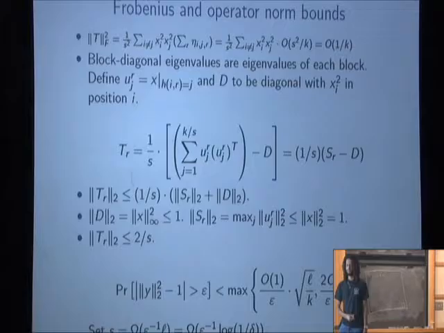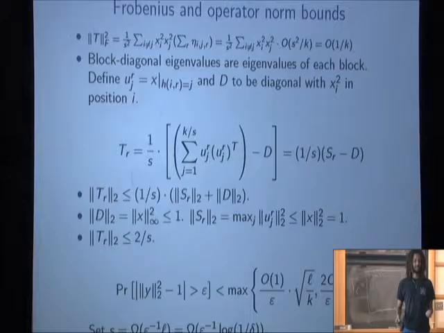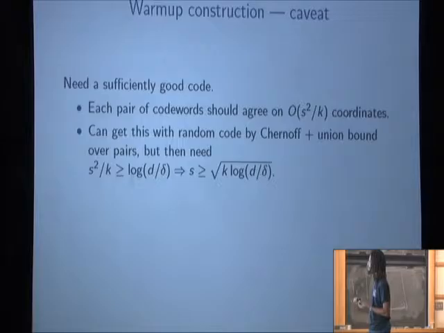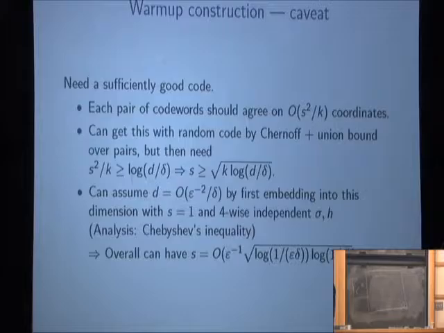So you might be saying, why is this off by root log 1 over epsilon? Because it looks like S is just 1 over epsilon times log 1 over delta. The only caveat is you need a code. So how do I get the code? One way is to pick a code at random, and if you apply Chernoff and union bounds, it'll work. Unfortunately, you'll need this kind of S. You can actually assume that D is not too large based on what I showed you earlier, and then when you plug that in for D, you get S needs to be something like this.